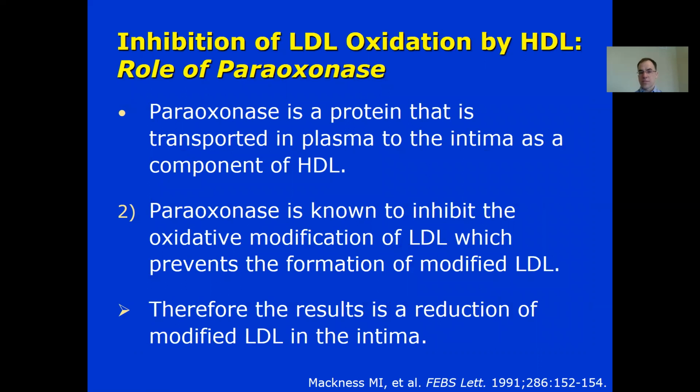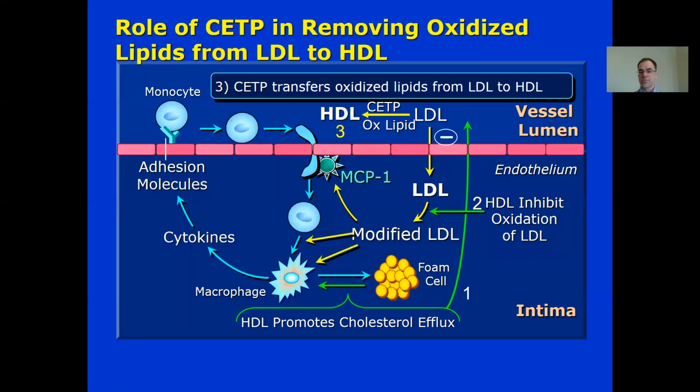So again, peroxidase is the enzyme that helps prevent the modification of LDL. Therefore, it results in the reduction of modified LDL in the intima. There's also an important role that HDL has in the removal of oxidative lipids from LDL. So we learned in number 2 that it can prevent modification of LDL, but at the same time it helps with the removal.